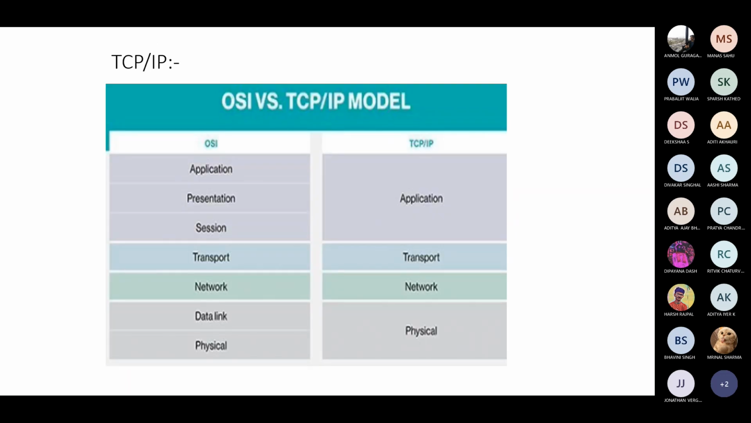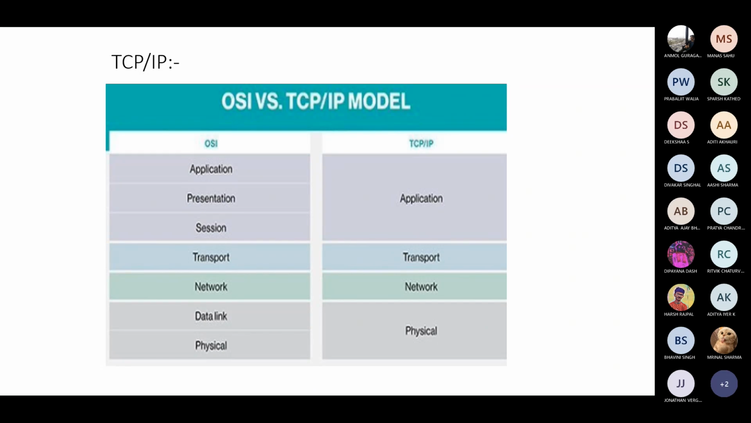And next, see here, I told you in the previous slide that in the coming slides we will discuss the OSI model. So this is the OSI model. Here the OSI model is on the left side and the TCP/IP model is on the right side. If we see the figure, the OSI model has 7 layers: physical, data link, network, transport, session, presentation, application. So these are the 7 layers present in the OSI model.